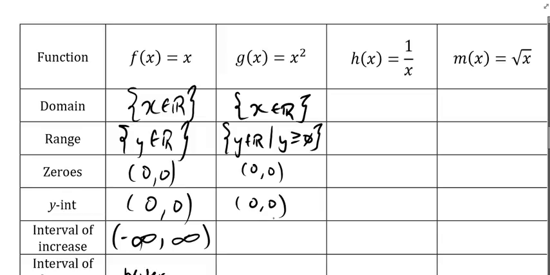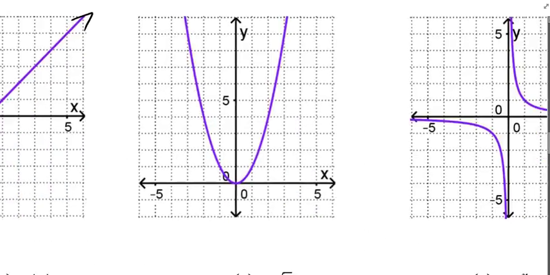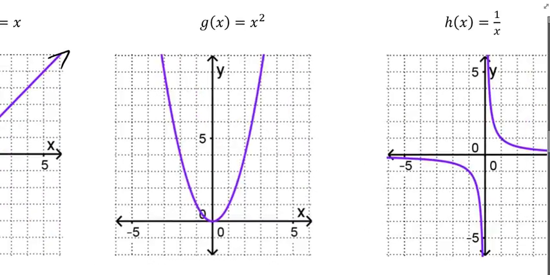Y-intercept, 0, 0. So this was the question asked earlier. What happens for the interval of increase and interval of decrease? As I start from negative infinity and come across, what's happening?